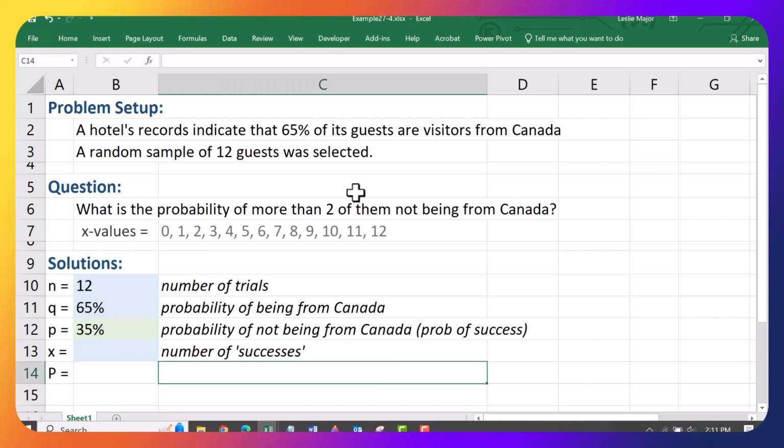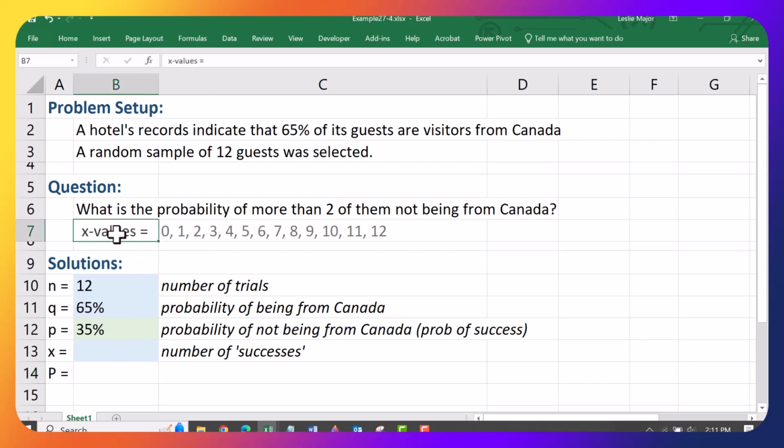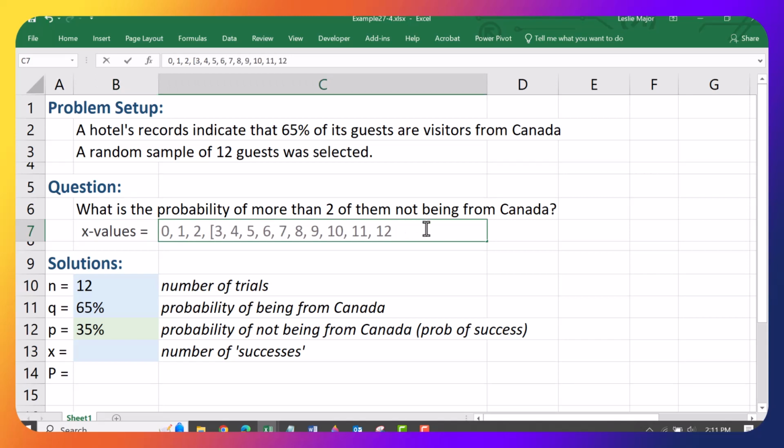Now, if we want more than 2 of them not being from Canada, I'm just going to do a little number line here and kind of picture this. More than 2 is going to be 3 through to 12. That makes up more than 2 of them. That's what we really want.